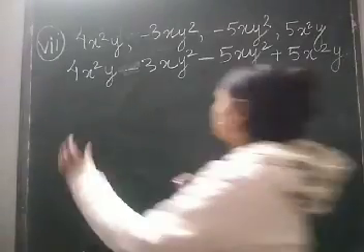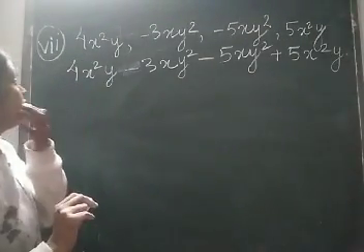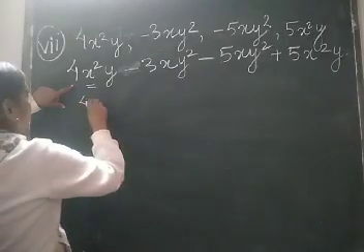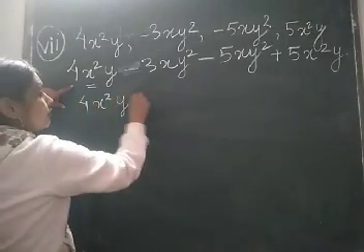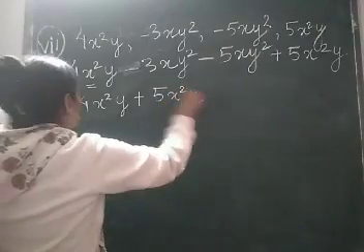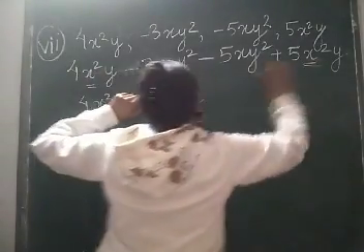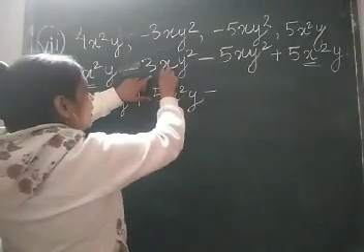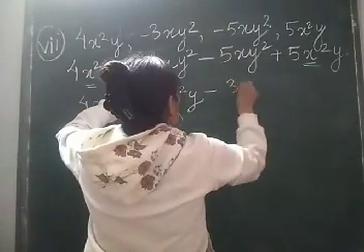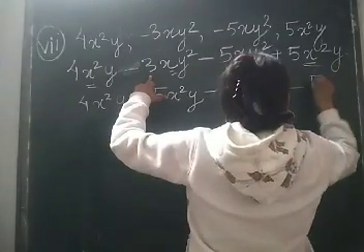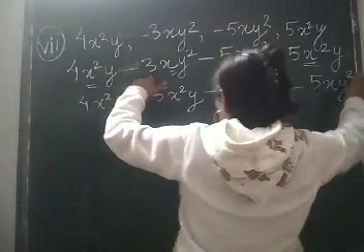Okay? Let's start. Now we look at like terms. So this is one like term. These two, I mean to say, are a pair of like terms: x square y and x square y. Then minus 3xy square, and these two are like terms: xy square.